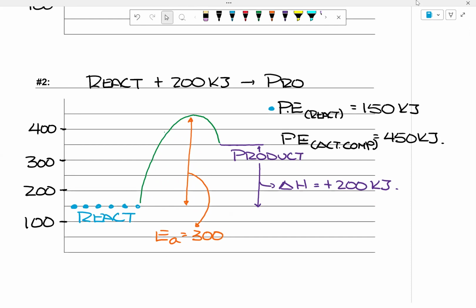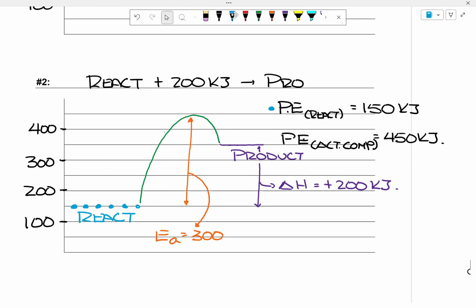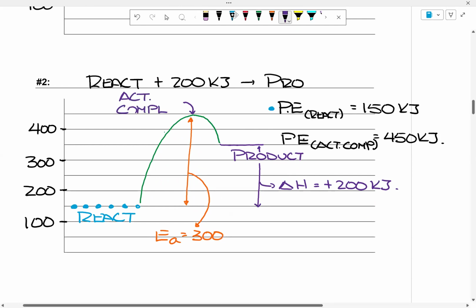So that's why I went up here, if I were just to get my green pen here. So this is why in this case, this would be the activated complex. So my hope is in this case, you didn't get tripped up with the difference between the activation energy and the activated complex. All right.